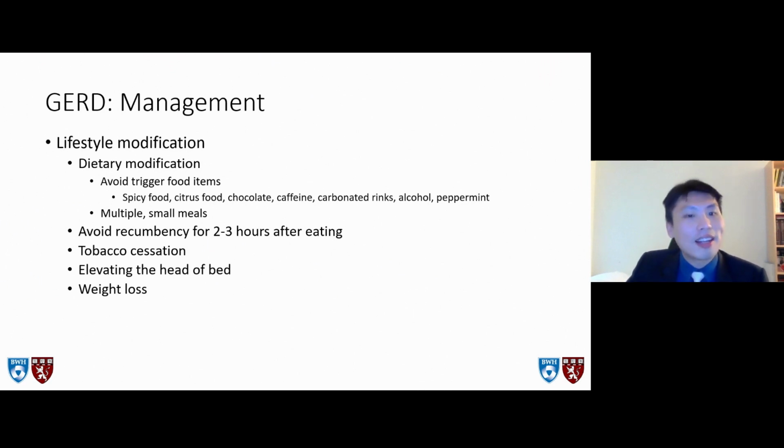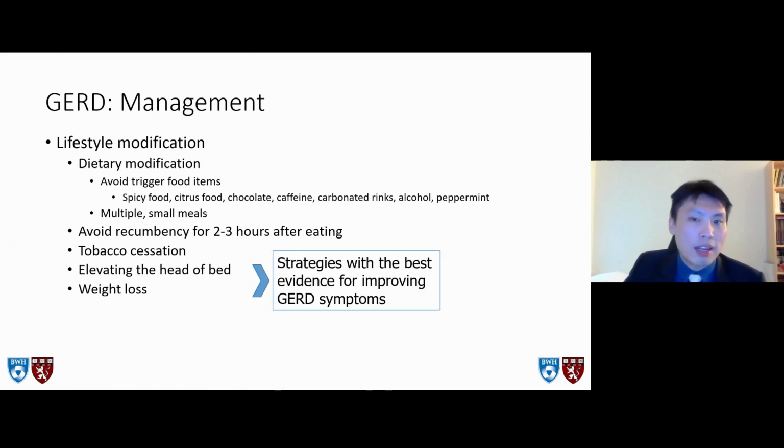Tobacco cessation, elevating the head of the bed when sleeping, especially for those with nocturnal symptoms, and weight loss are some of the other strategies. In fact, elevating the head of bed and weight loss are the two strategies with the best evidence in improving GERD symptoms.